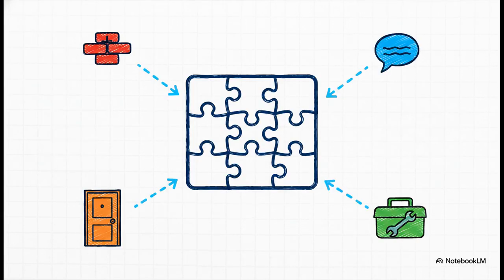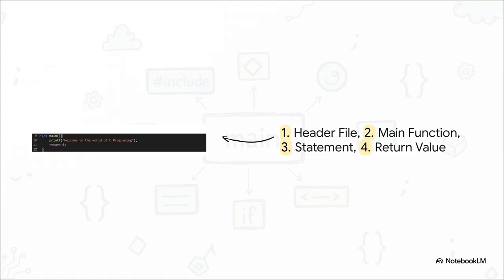Whew. Okay, we've looked at all the individual puzzle pieces. Now, let's step back and see how they all fit together to make a complete picture. And here it is, the whole shebang. You can clearly see each part we talked about. There's the #include directive right at the top, bringing in our tools. Then you've got the main function, our grand entrance. Inside, you have a statement, which is the actual work being done. And finally, the return value. This right here is the fundamental anatomy of pretty much every C program you'll ever see.